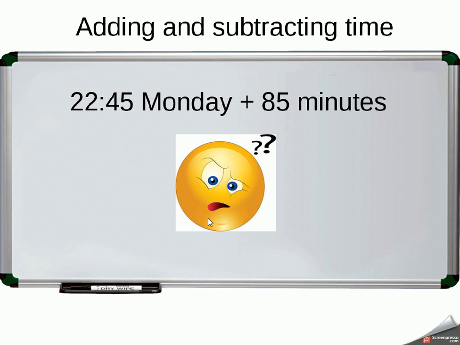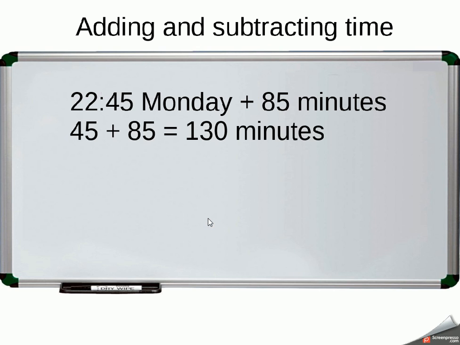Okay, so this time, when it gets even more complicated still, is when we're asked to add on or subtract a time that takes us over the midnight mark. So in this case, we've got 22:45, and we're being asked to add 85 minutes on. So our first job is to add the two minutes together as we did before, and 45 add 85 is 130 minutes. We can then work out how many hours and minutes that is, by deducting 60.